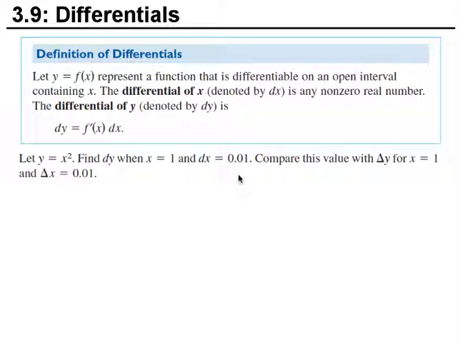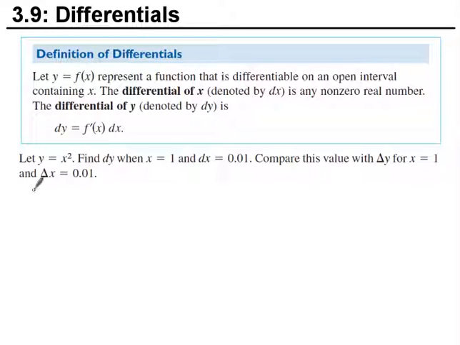Now this is not a difficult concept. This is stuff we've already been doing. We're just putting a new name to it. And so first of all, it says let y equal x squared. Find dy when x equals 1 and dx equals 0.01. So that's the first thing I'm going to find.